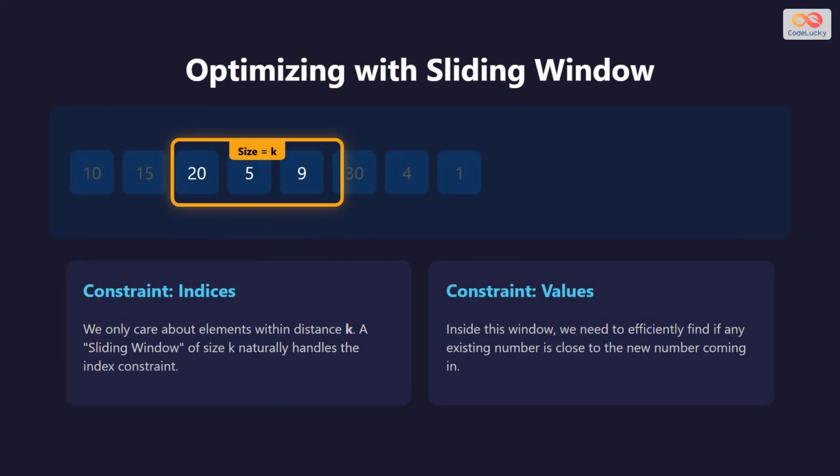We can optimize this by focusing on the index constraint first. Since we only care about elements within distance k, we can maintain a sliding window of size k as we iterate. This window naturally filters out indices that are too far apart.